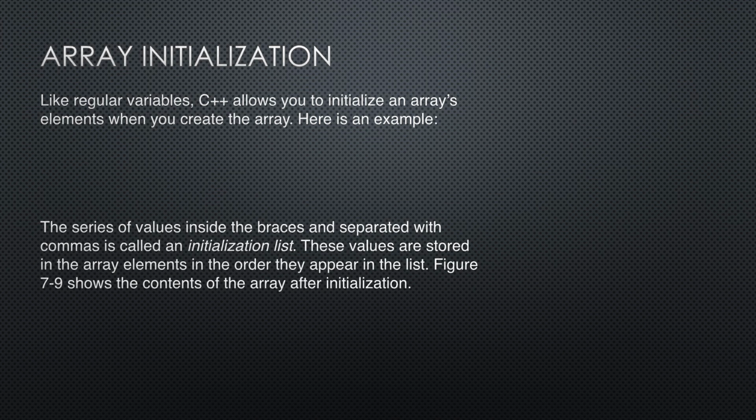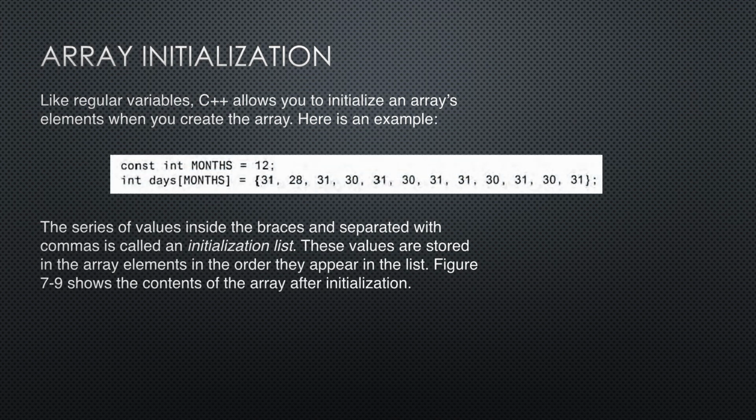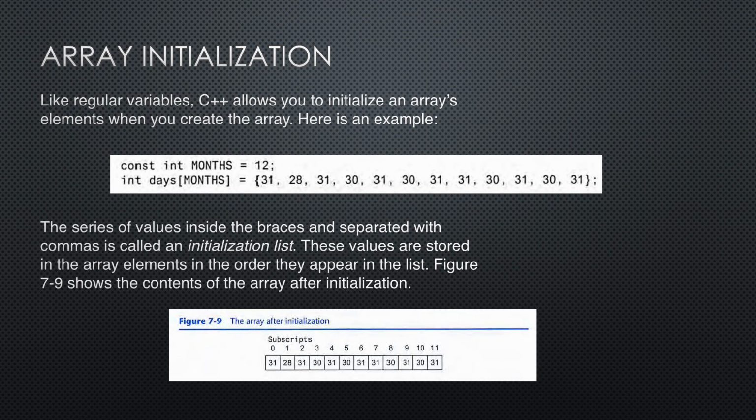Like regular variables, C++ allows you to initialize an array's elements when you create the array. Here's an example. The series of values inside the braces and separated with commas is called an initialization list. These values are stored in the array elements in the order they appear in the list. Figure 7.9 shows the contents of the array after initialization.